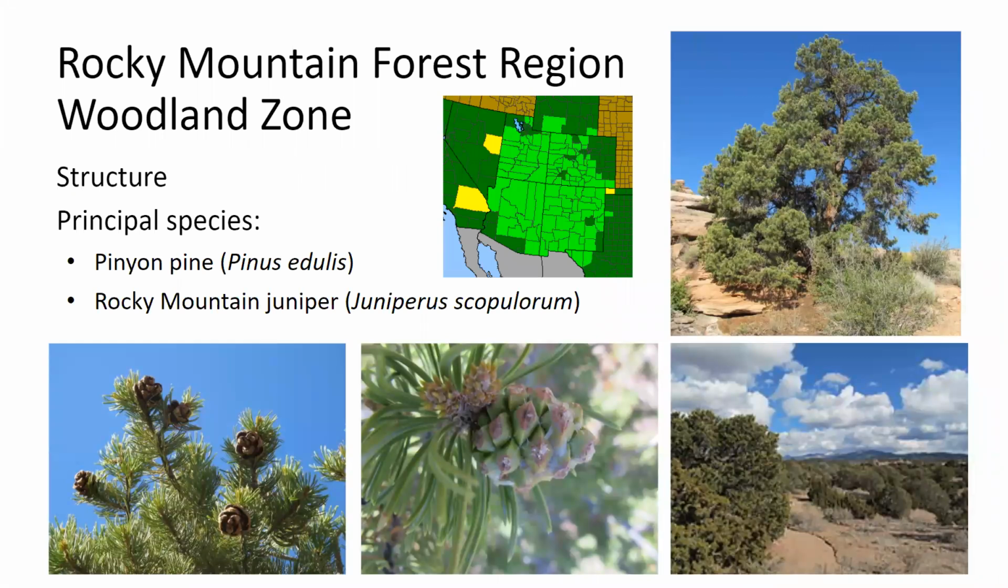So again, the structure, right, here's more pictures of the structure. So you've got larger shrubs. Also the south rim of the Grand Canyon is this woodland zone, if you've ever visited that area. The principal species are pinyon pine, which is Pinus edulis. We will learn this in lab. It's a really interesting species because the seeds are animal dispersed, right? The seeds are actually very, very large.